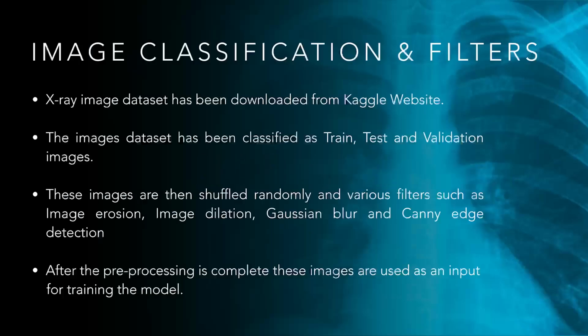Working: image classification and filters. X-ray image dataset has been downloaded from Kaggle website. The image dataset has been classified as train, test, validate images. The images are then shuffled randomly and various filters such as image erosion, image dilation, Gaussian blur and Canny edge detection are used. After the pre-processing is complete, these images are used as an input for training the model.